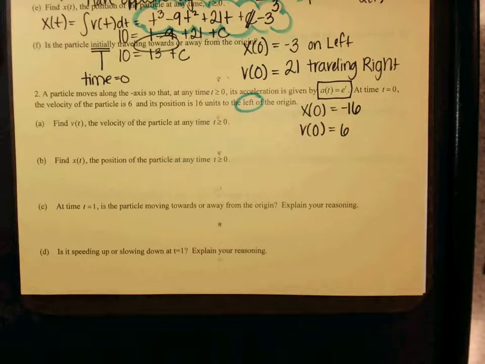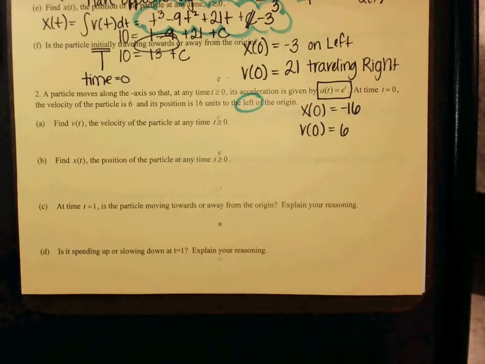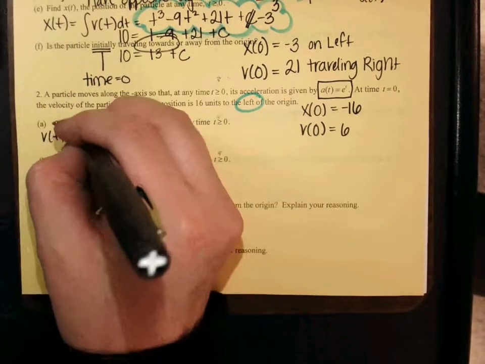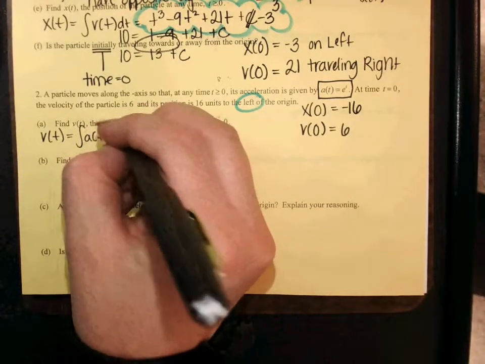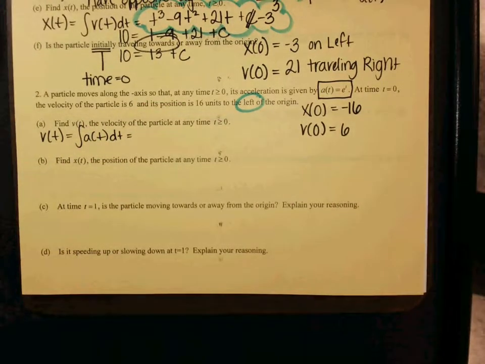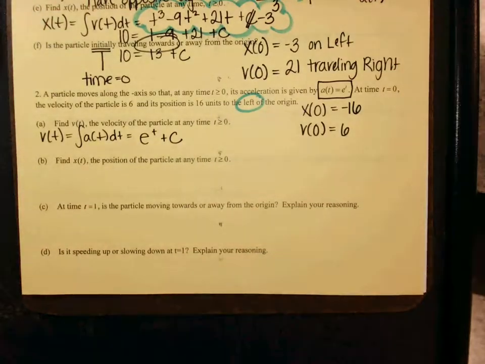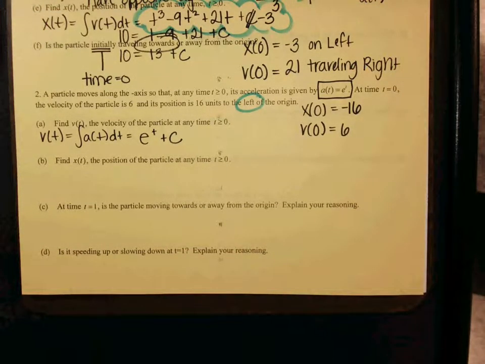Okay, find velocity. We have acceleration, we want velocity, we have to do the what? Okay, so go ahead and do that for me. And what is the antiderivative of e to the t? E to the t plus c. E to the t again plus c. Because remember, if the derivative of e to the x is e to the x, then the integral is just the same thing backwards.